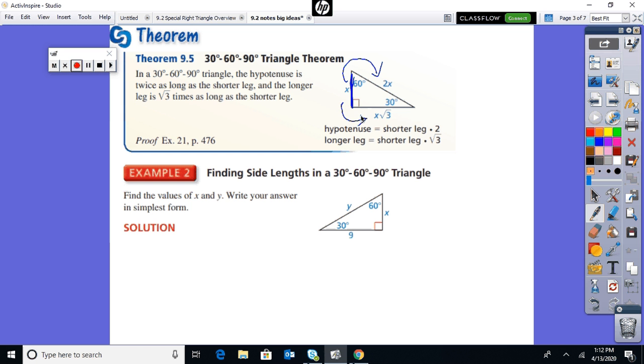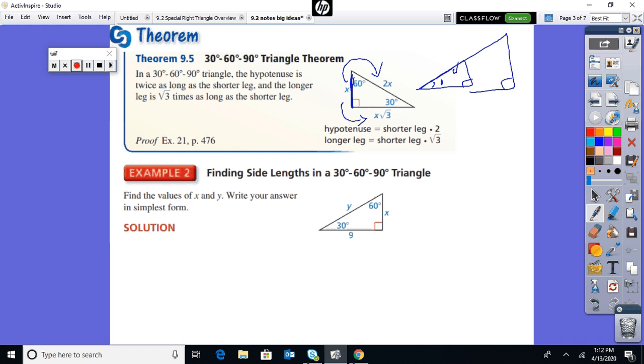And you know this, guys, because these are AA similarities, right? Like any 30, 60, 90 triangle, you just keep it going. As long as you have two angles matched up, then you know they have to be similar. You can set proportions up. So all these shortcuts really are proportions, but it's easier if you just memorize what's happening as you progress mathematically.